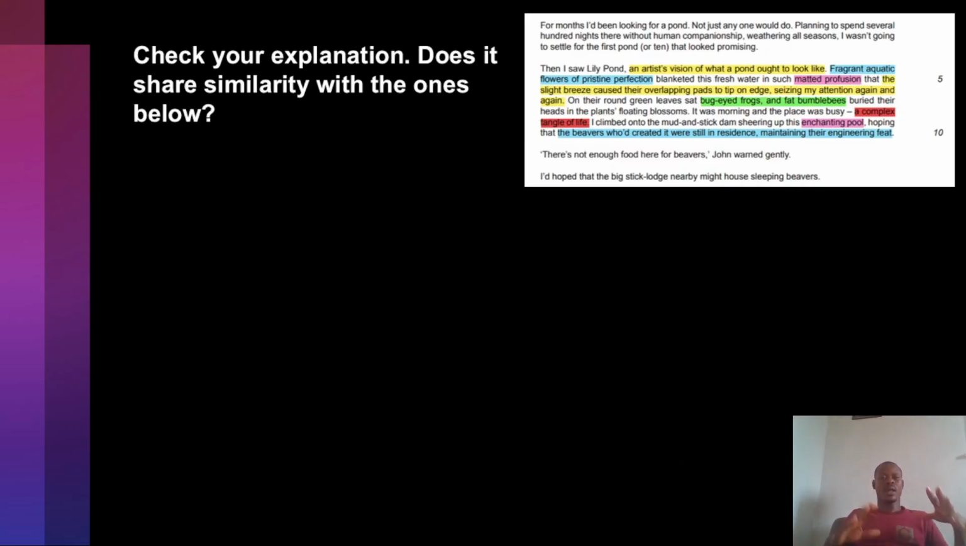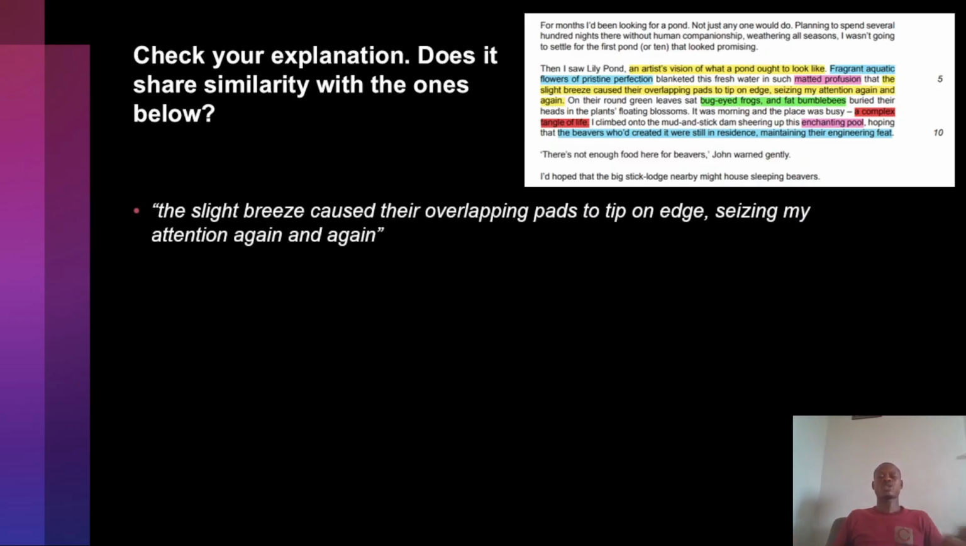Let's move on. Like I've mentioned, I tend to explain all of the instances, all of the references, with all of the phrases and words we've highlighted from the paragraph. I tend to explain all of them. Okay, so now let's look at this one. The slight breeze caused their overlapping parts to tip on edge, seizing my attention again and again.